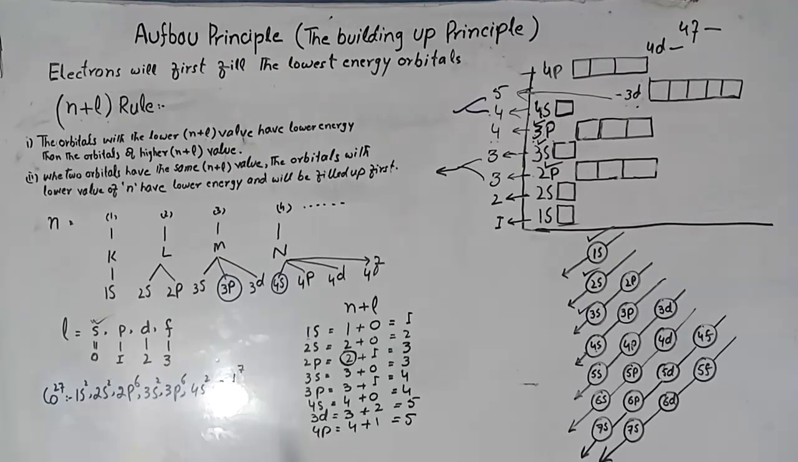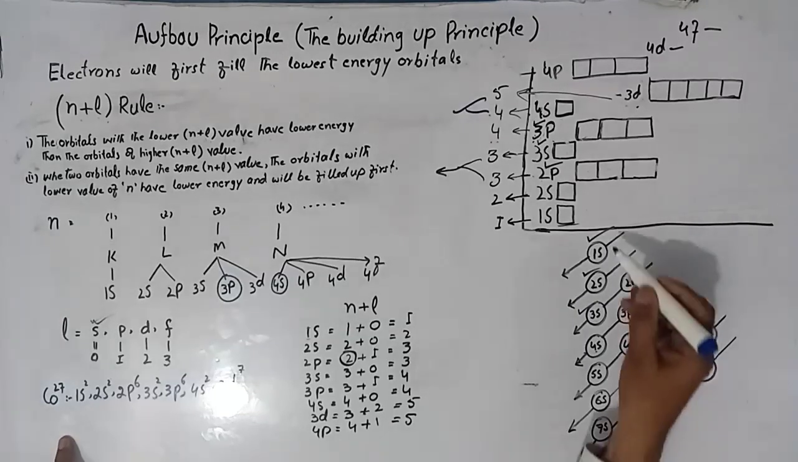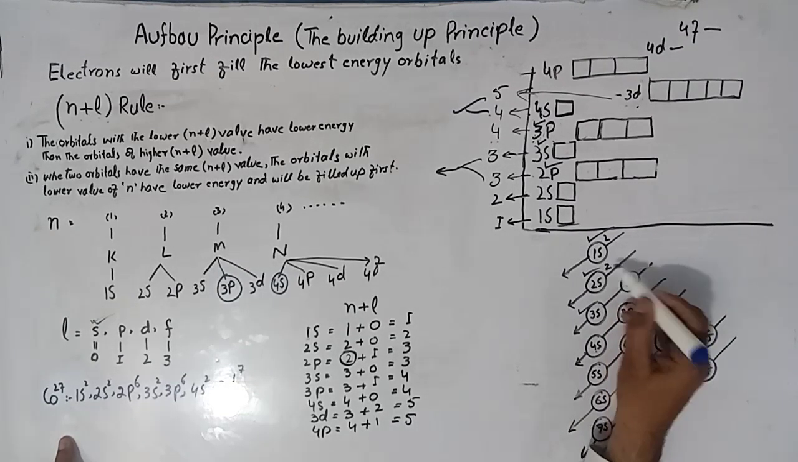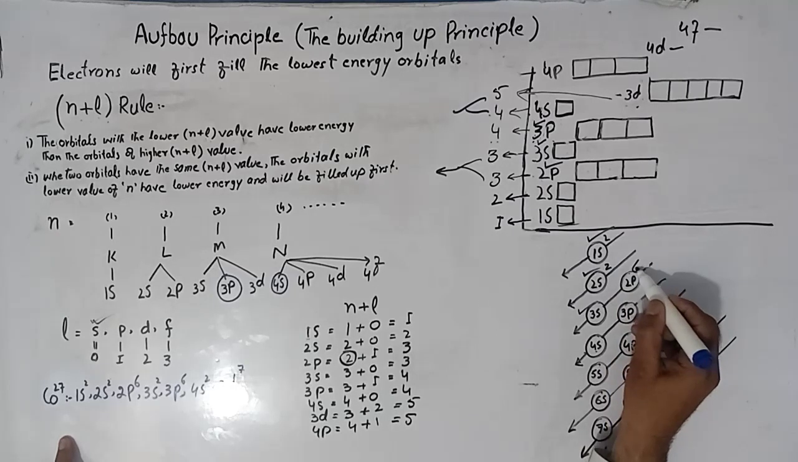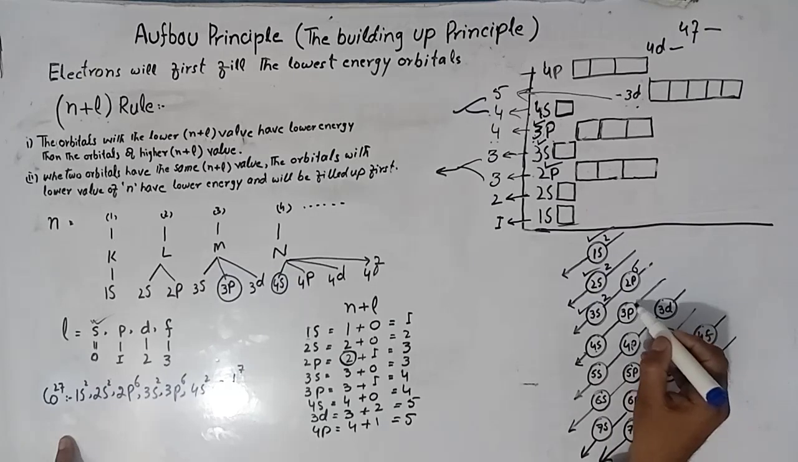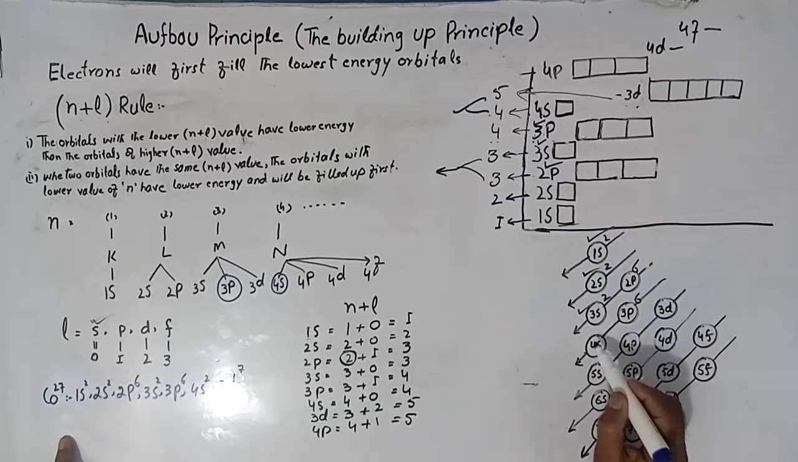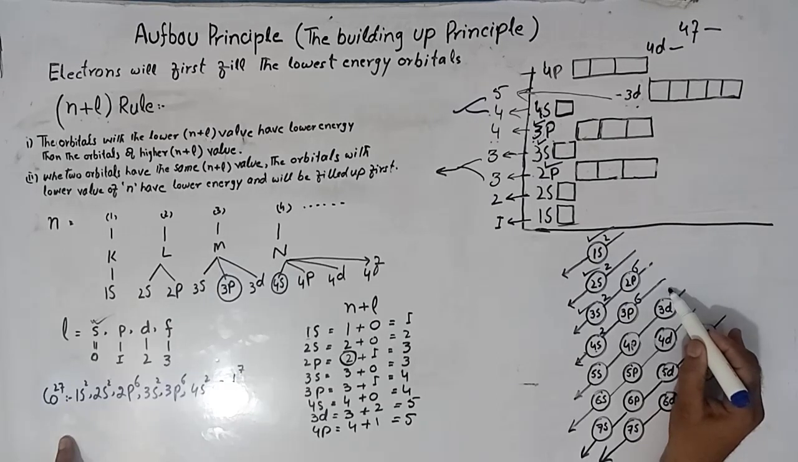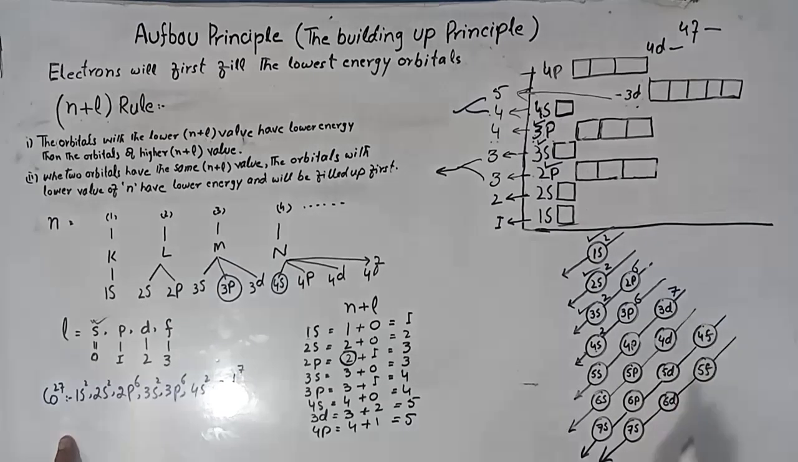So the configuration is 1s2, 2s2, 2p6, 3s2, 3p6, 4s2 first, and then 3d7. This is the electronic configuration.